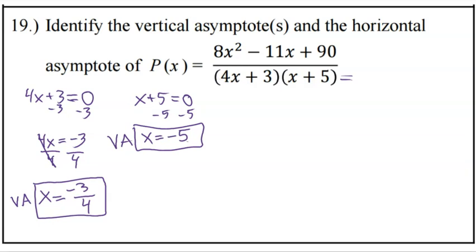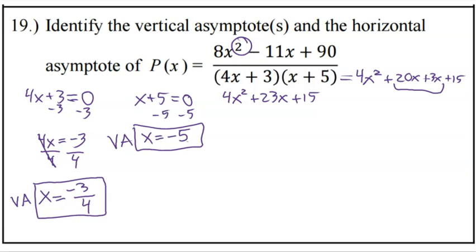So we're going to have to do 4x times x, which is 4x squared, then 4x times 5, which is plus 20x, then 3 times x, plus 3x, and then 3 times 5, I'm sorry, which is 15, plus 15. Okay, so the denominator, if we combine the 20x and the 3x, becomes 4x squared plus 23x plus 15.